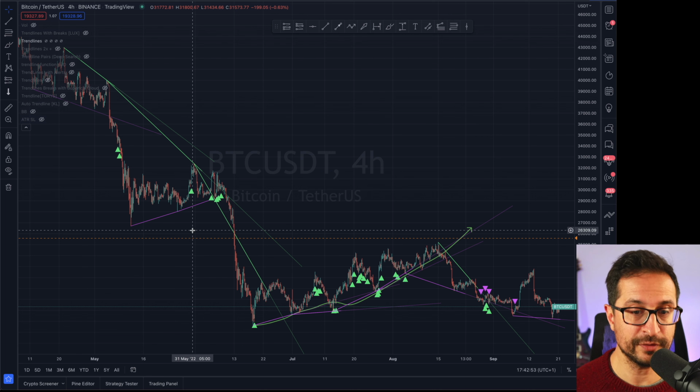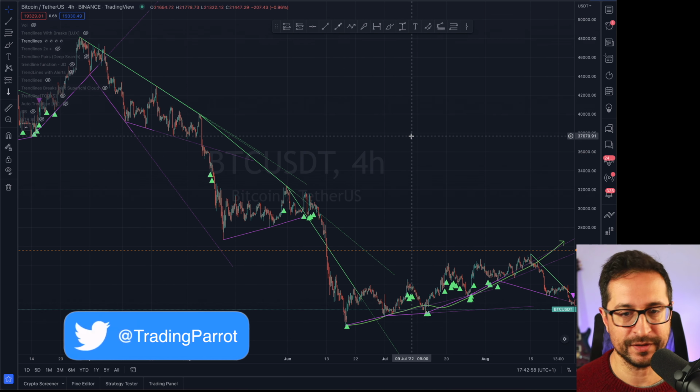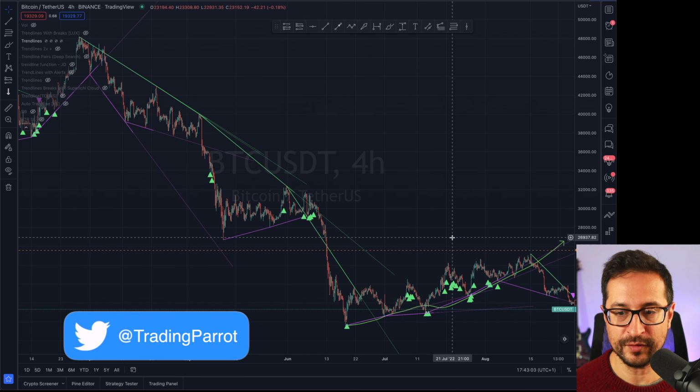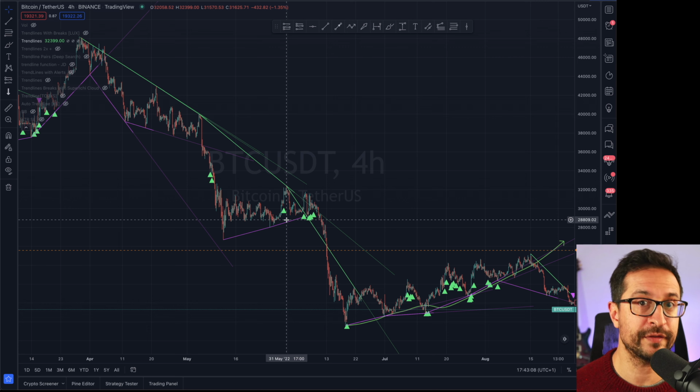Even though I find this indicator useful, I find it a little bit more difficult to find entries. I'm usually finding myself having to zoom out too much to find something that I will personally feel comfortable trading.